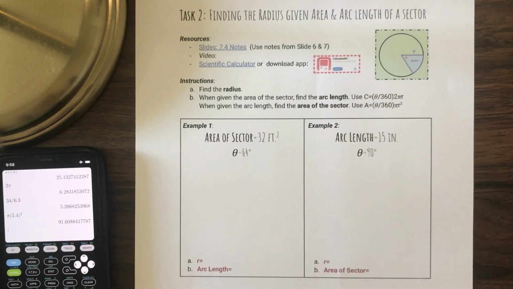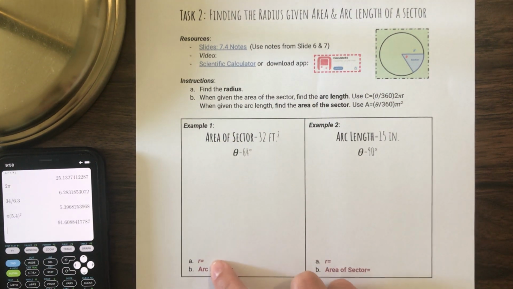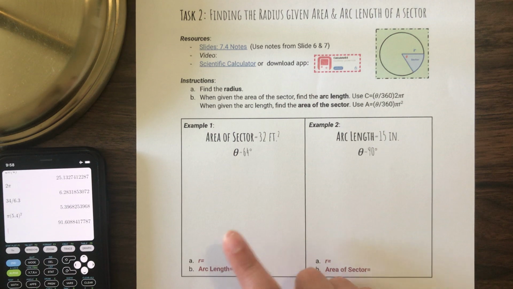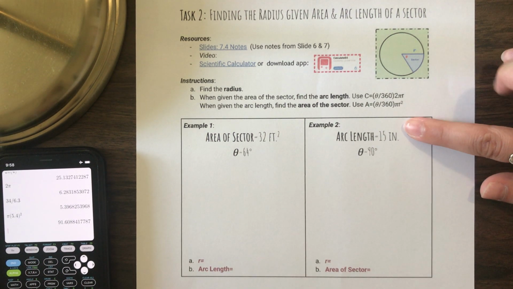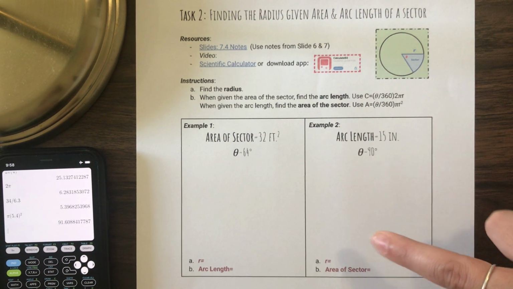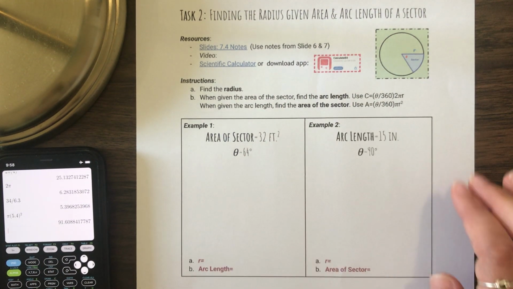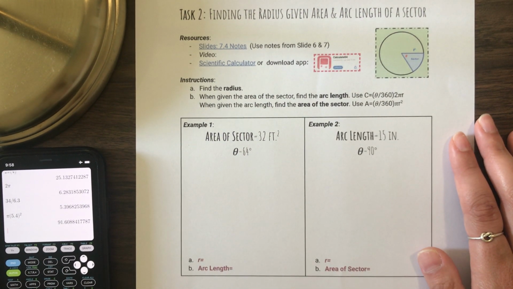This right here is task 2, and it's going to ask you the same thing. You're given the area of the sector. You need to solve for r. After you have r, you need to find the arc length. Now on example 2, you're given the arc length. You need to solve for r, and then you need to use r to find the area of the sector. This shows you how all the problems are actually really connected to each other.